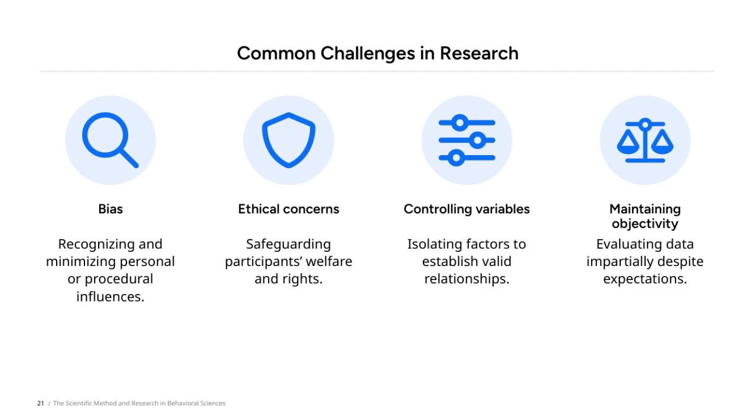Another challenge is controlling variables. To establish valid relationships, we need to isolate factors carefully and ensure that other influences don't interfere with our data. Finally, maintaining objectivity is essential. We must evaluate data impartially, resisting any expectations or preconceived notions that might affect how we interpret results. Addressing these challenges thoughtfully helps us produce trustworthy and meaningful research.